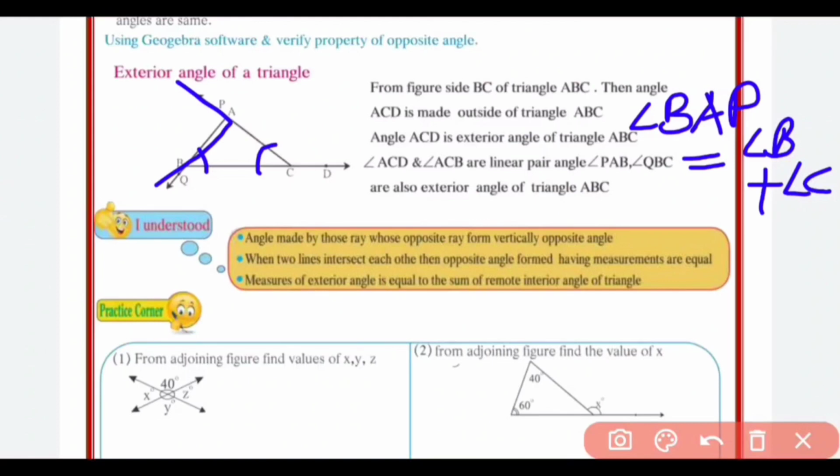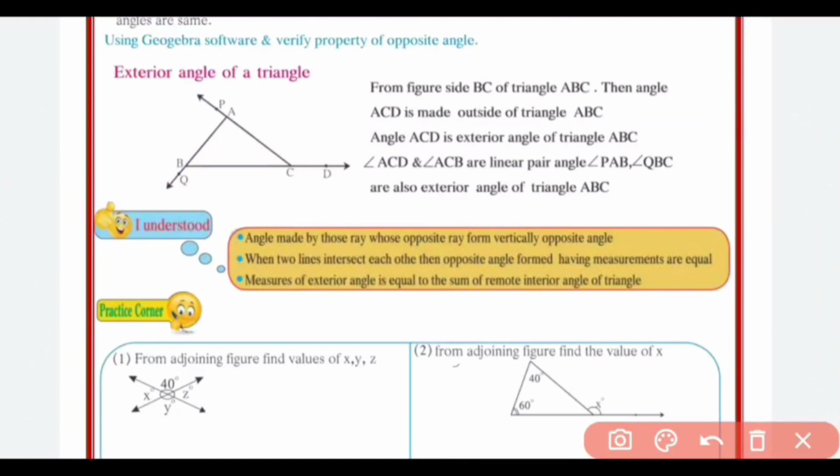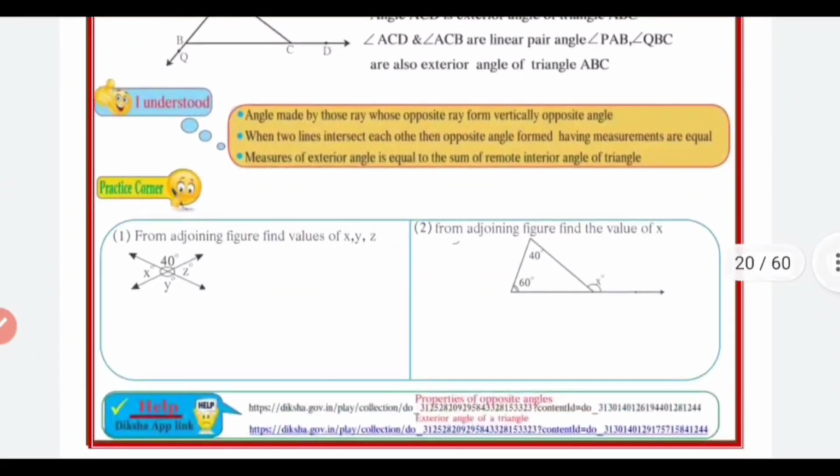In this way you have to use the exterior angle property of a triangle to solve these sums from the practice corner. When we solve these sums, you will get a better idea and your concept will be cleared. So these two questions are there in the practice corner. Let us solve these questions in our notebook. Before that, you have to remember these three sentences given here.